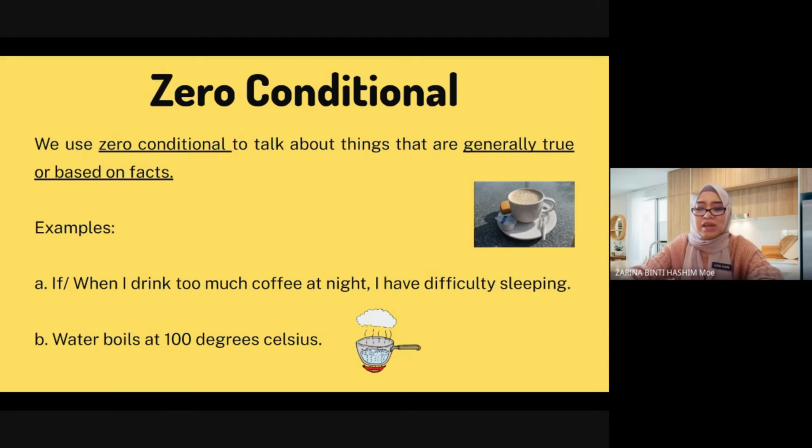Okay, good. Next is Tamil. Tamil, can I hear from you? Any example showing either based on facts or generally true? Normally, we start with if or when. It can be in the middle or it can be at the first when you want to start the sentence. You can say, when I drink too much coffee, or you can also say, if I drink too much coffee at night. Either one.